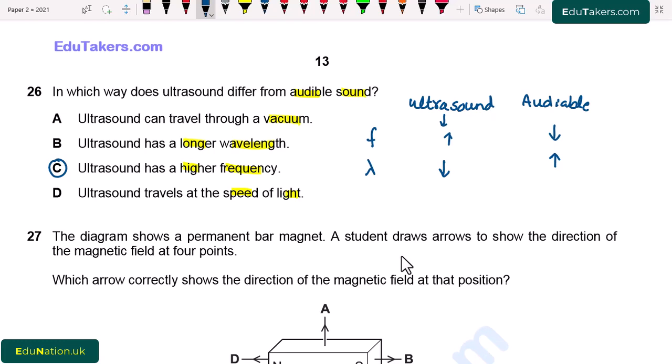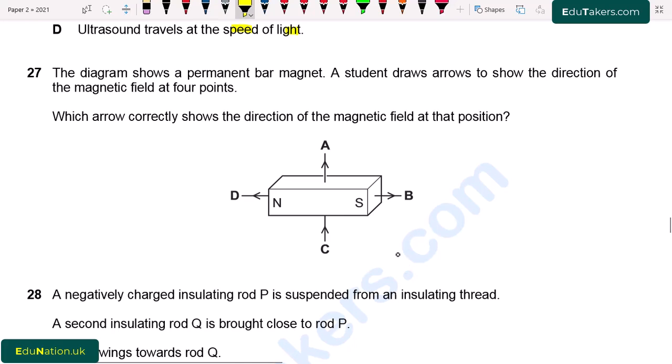Question number 27. The diagram shows a permanent bar magnet. A student draws arrows to show the direction of the magnetic field at 4 points. Which arrow correctly shows the direction of the magnetic field at that position? So first of all, here is a bar magnet and here we have to correctly show the direction of the magnetic field. We know that the magnetic lines emerge from the north and enter into the south.